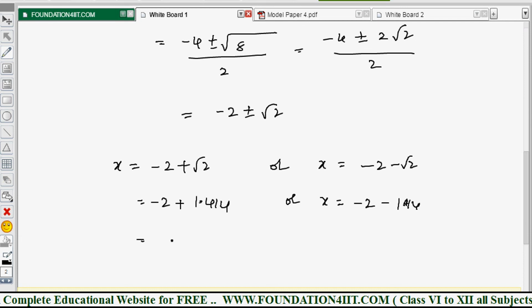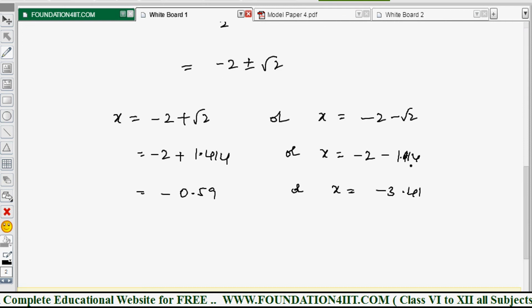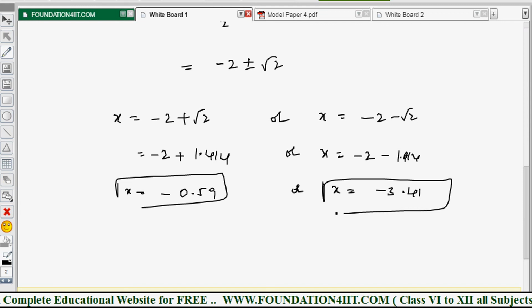Once you add and subtract, that is minus 0.59, or x is equal to minus 2 minus 1.414, that is minus 3.41. Up to 2 decimal places they asked. So the required solutions are minus 0.59 and minus 3.41. These two are the solutions here, and both are negative. So these are the values up to 2 decimal places.